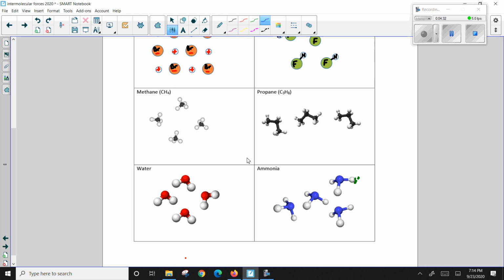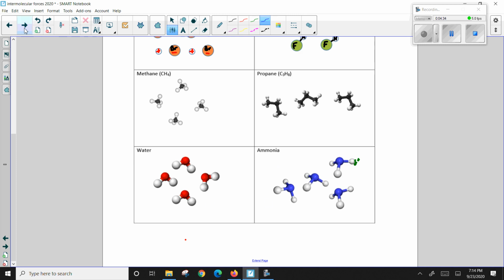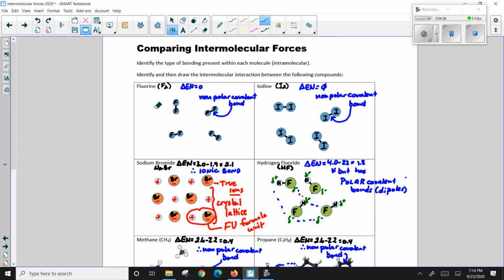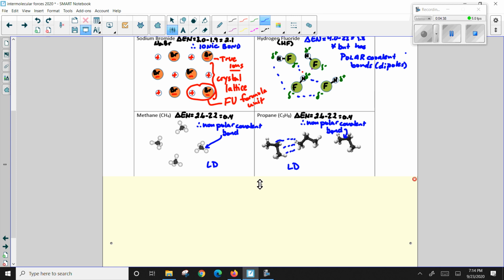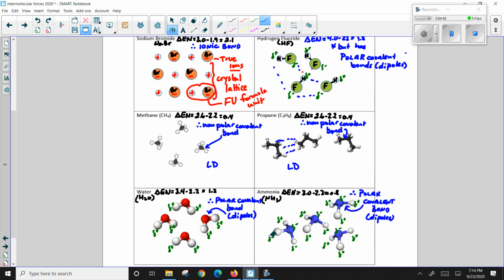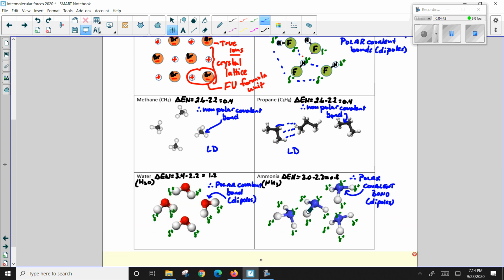Okay, at the bottom of the page, we've got water and we've got ammonia. Let's see what's happening here. We already kind of know what to expect. Water and ammonia both have hydrogen associated with nitrogen or oxygen. So they're going to have a high electronegativity difference. Water is 1.2, ammonia is 0.8. So you're going to have positive and negative ends, so you're going to have these partial charges.